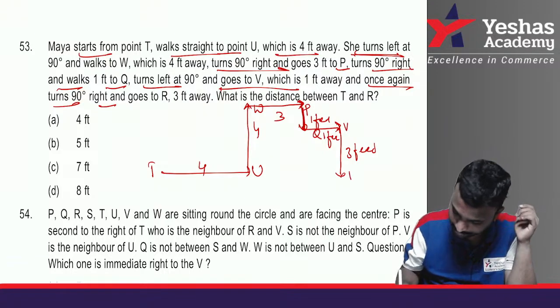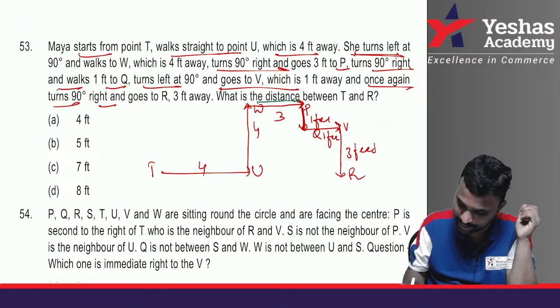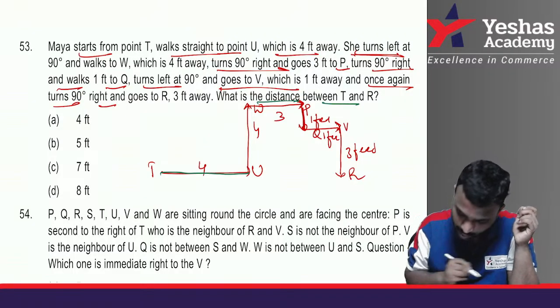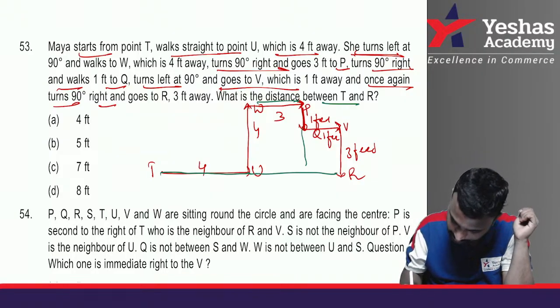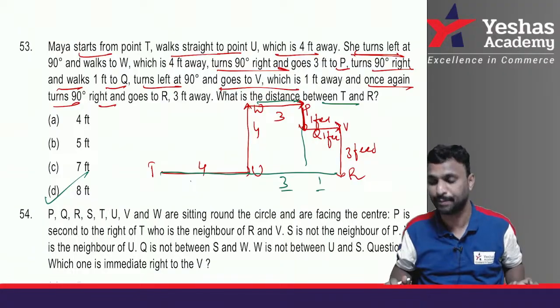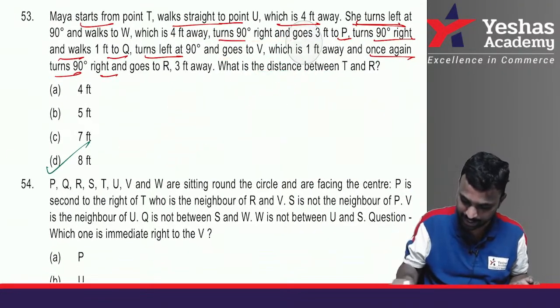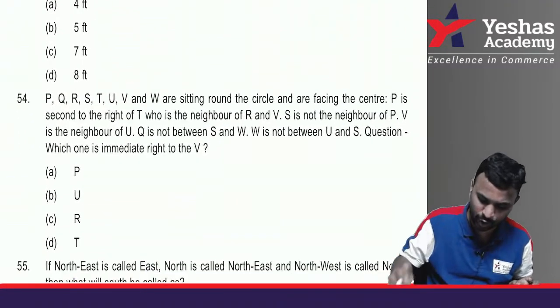This is the point R. If you look at the question they have asked us, what is the distance between T and R? So you can see T to U horizontal distance is 4 feet. U to R, this is 3 feet and this is 1 feet. 3 plus 1 is 4. 4 plus 4 is 8 feet. So option D is the right answer. 8 feet is the horizontal distance between T and R. Moving on to the next question.